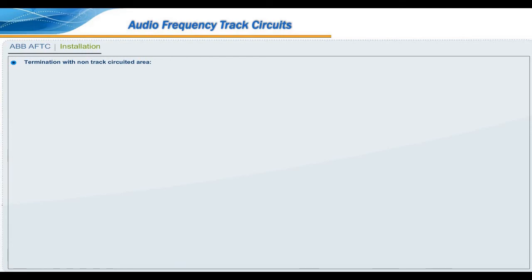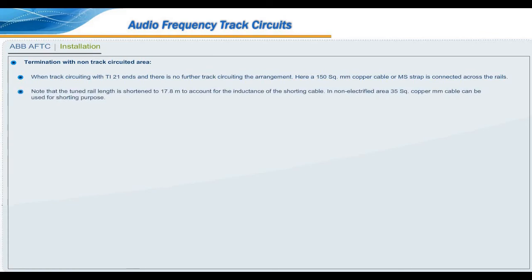Termination with non-tracked circuited area. When track circuiting with TI-21 ends and there is no further track circuiting, a 150 square millimeter copper cable or MS strap is connected across the rails. Note that the tuned rail length is shortened to 17.8 meter to account for the inductance of the shorting cable. In non-electrified area, 35 square millimeter copper cable can be used for shorting purpose.